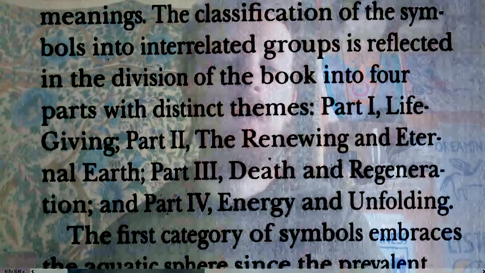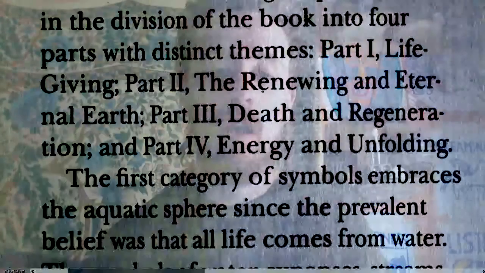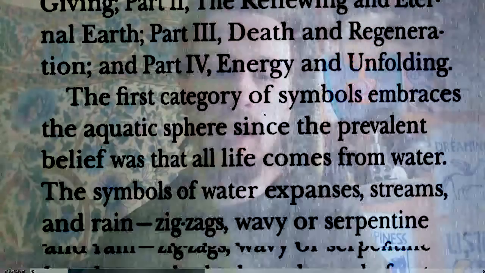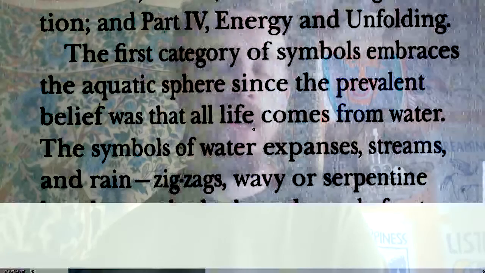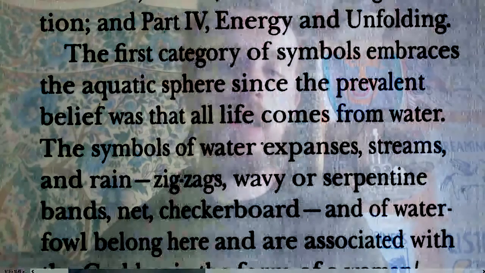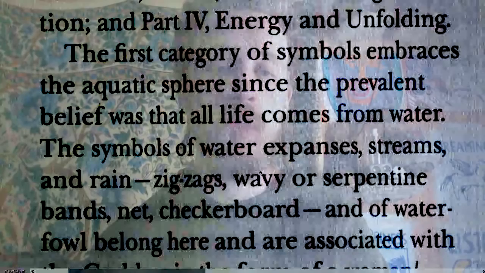Part 2, the renewing and eternal earth. Part 3, death and regeneration. Part 4, energy and unfolding. The first category of symbols embraces the aquatic sphere, since the prevalent belief was that all life comes from water.